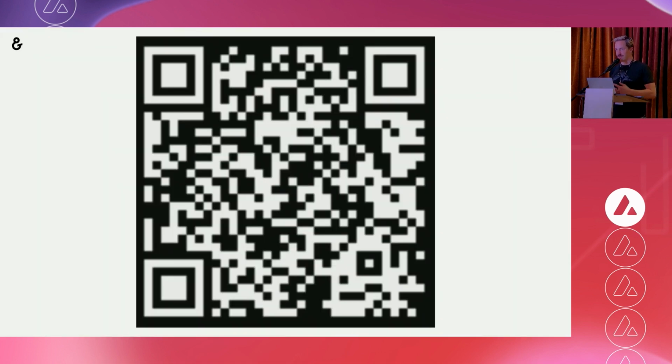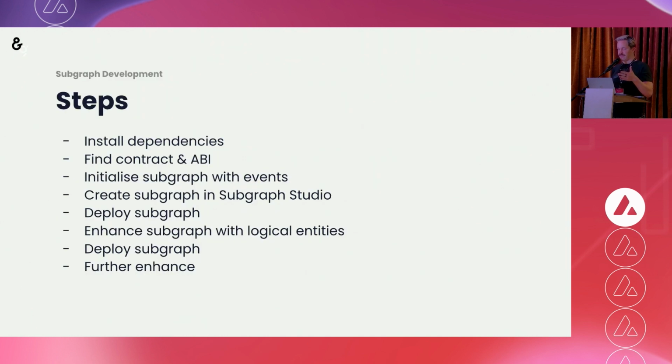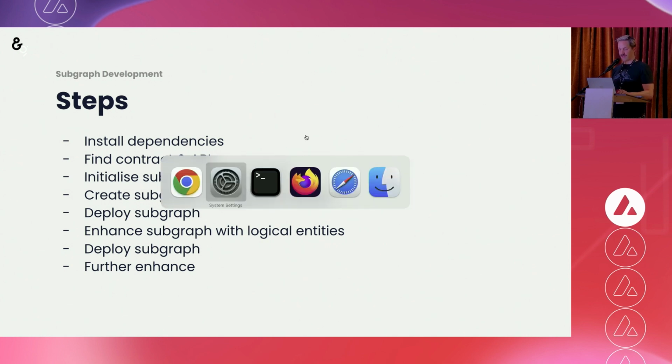Now another QR code, I know. This QR code brings you to a GitHub repo where all the stuff that I'm doing quite quickly right now is explained in full, and I see that one is more interesting than the Twitter button. It explains how it works and how the code looks and everything. Roughly, the steps are: we need to install the dependencies, we find the contract and the API, then we initialize the subgraph, we can create the subgraph, deploy, and enhance. But let's just do this together.